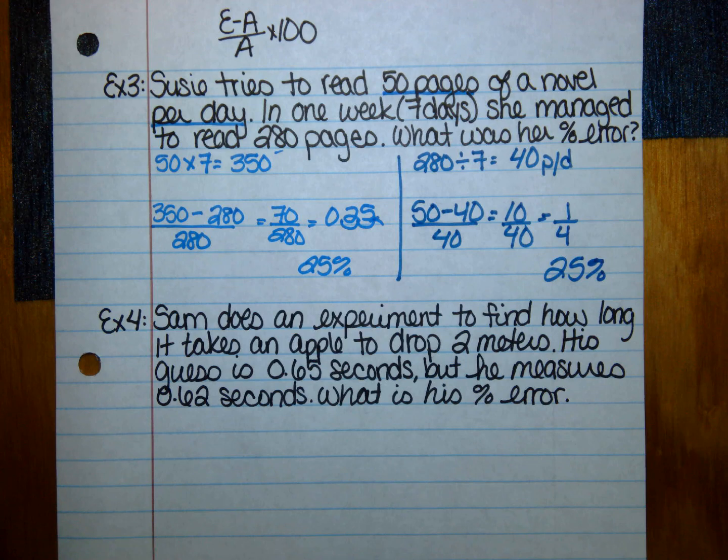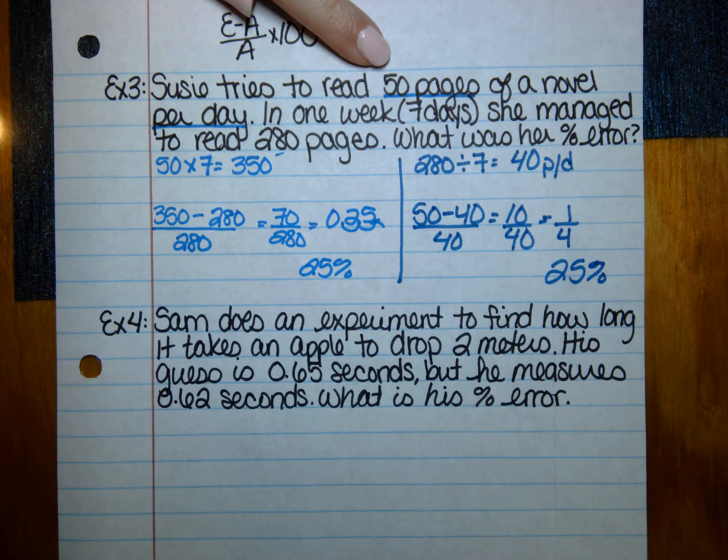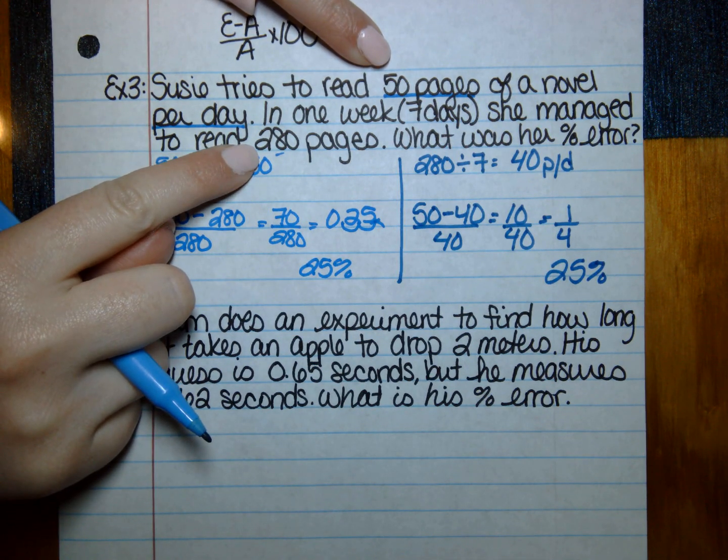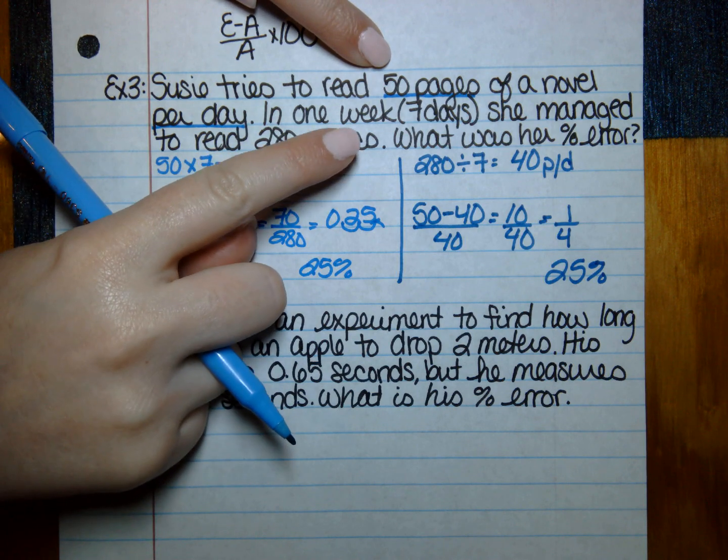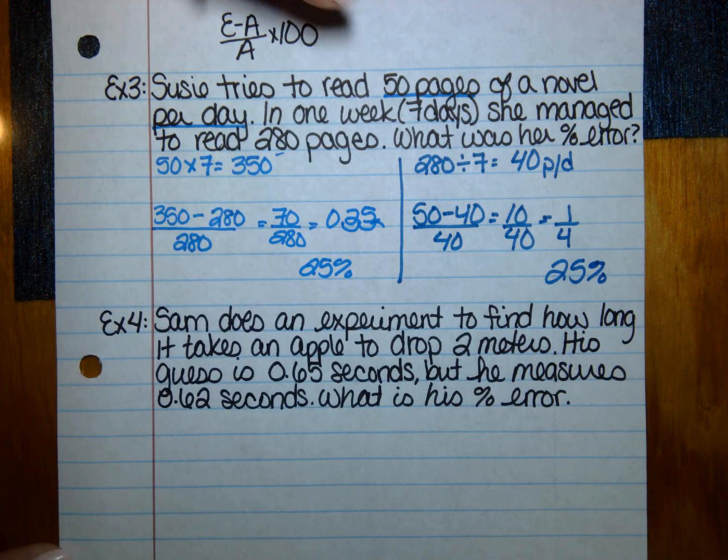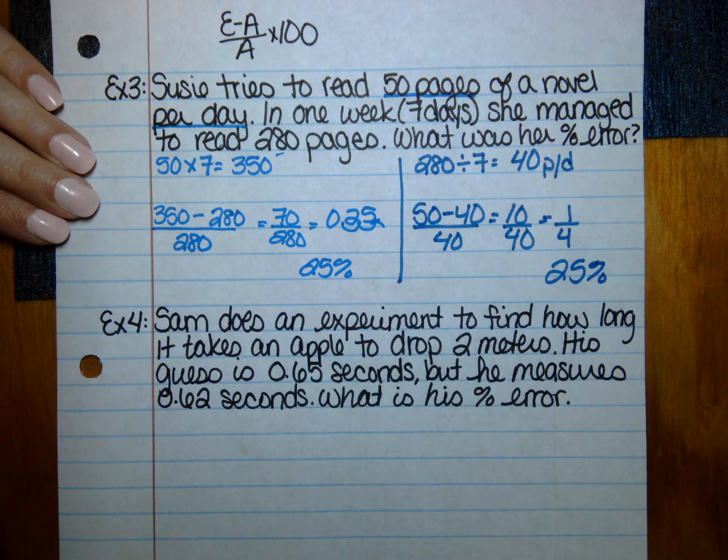The key is you need to remember to convert into the same format. So you can't do the math with the numbers 50 and 280 because one is per day and one is per week. So make sure that you convert to the same unit of measure.